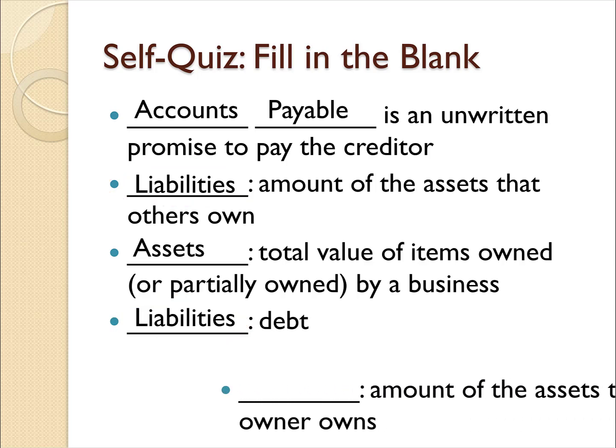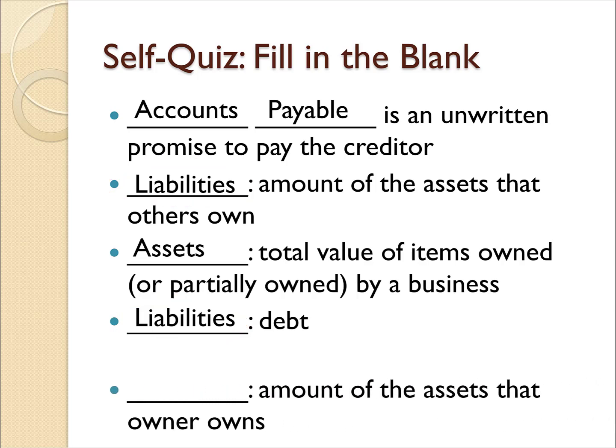And then what do you call the amount of the assets that the owner owns? So remember, assets are owned by two groups of people, either the creditors, the people who have loaned the business money, and the owners. So you could have said owner's equity is the amount of assets that the owner owns, or capital, or just equity.